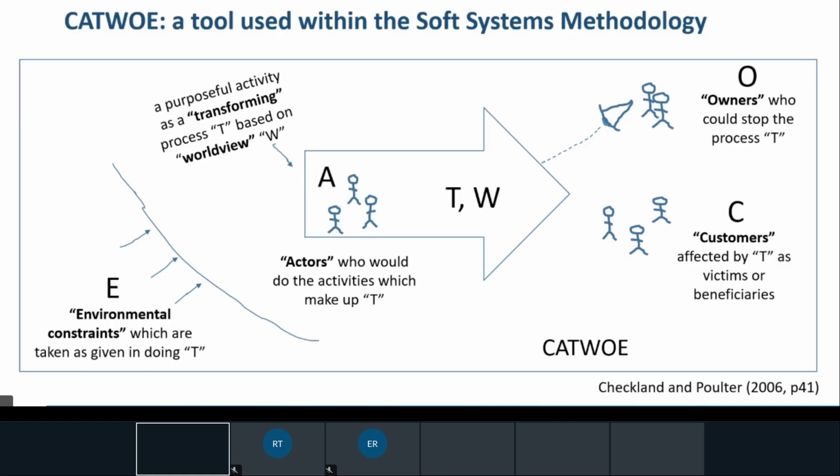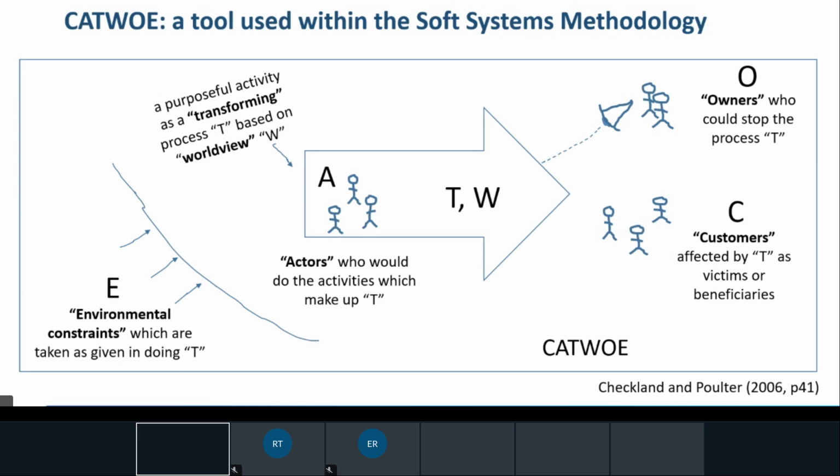However, in this context, we're simply going to use the CATWOE to express a perspective on the purpose of the system. So this visual here comes from a book by Checkland and Poulter, which is a really good introductory text to soft systems methodology. It's not a very thick book. It's the sort of thing that you could, for example, read on a train journey to London.